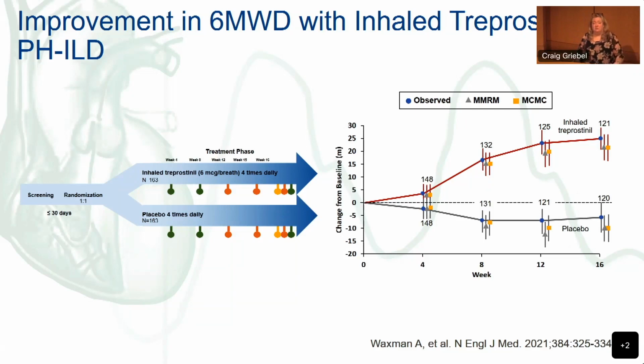And they had all sorts of interstitial lung disease. Almost 25% had an underlying connective tissue disease. And what this study showed was that there was a significant improvement in 6-minute walk distance in patients that were on inhaled treprostinil. And this is a treatment difference that is in line with the treatment difference that we saw in pulmonary arterial hypertension. So this was really exciting.